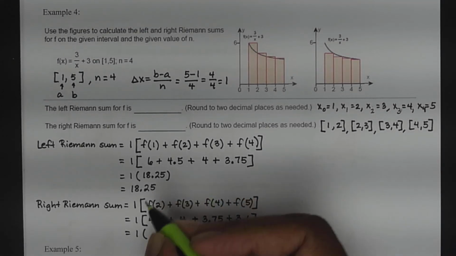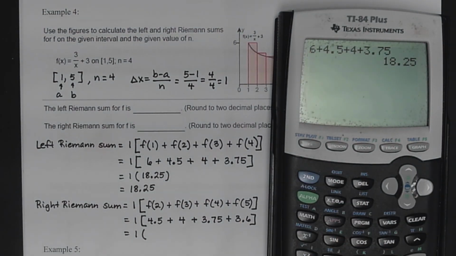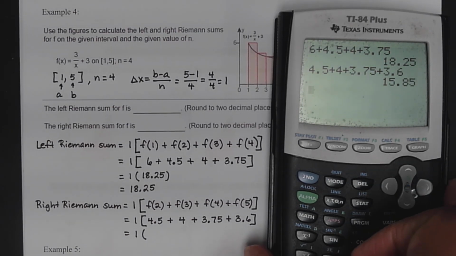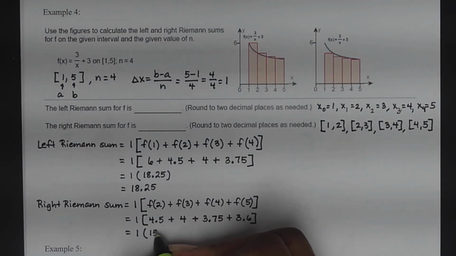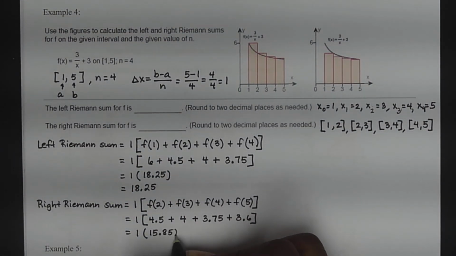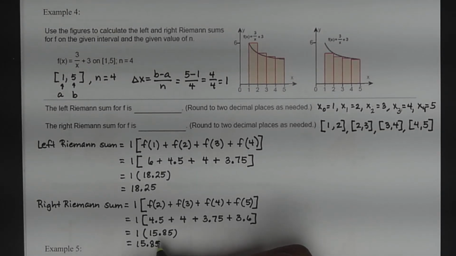So now we got 1 times. Let's see, go to second and then mode to quit. 4.5 plus 4 plus 3.75 plus 3.6. You'll get 15.85. And 1 times 15.85 ends up being 15.85.